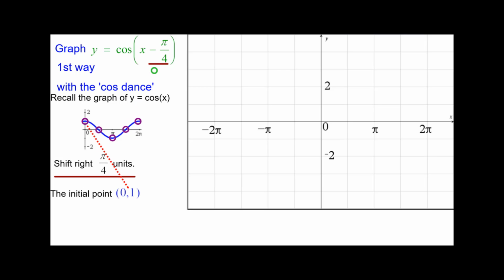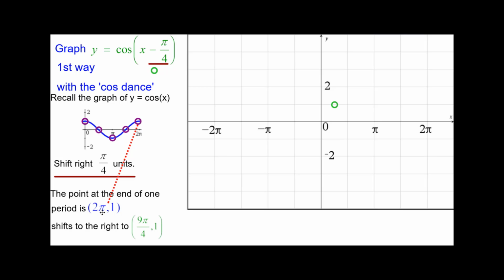The initial point is at a max 0, 1 normally, but since we're shifting to the right pi over 4, that will now become pi over 4, comma 1. And so we'll plot that. Halfway between 0 and half of a pi is pi over 4, comma 1. The point at the end of one period is normally at 2 pi, comma 1, a max, but we're shifting everything to the right, so add a pi over 4, and so 2 1/4 pi is really 9 pi over 4, comma 1. We'll plot that.